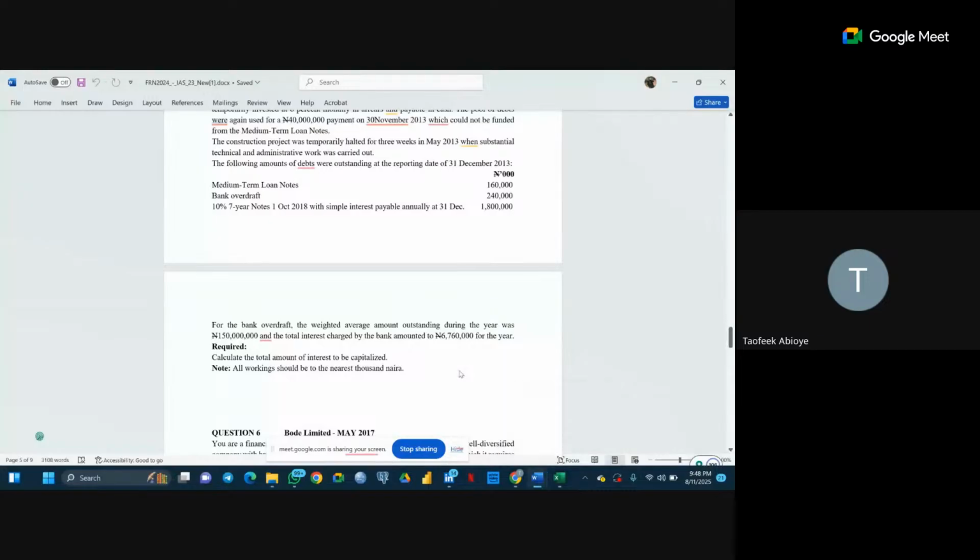So basically what they asked us to do here, like we have explained for the past 2 weeks, is qualifying capital expenditure. These are the assets of the company, or the projects that a company embarks on, that are going to take a substantial time before they can be completed. So those are the qualifying assets. It's going to take a substantial time, just like we have it here, 18 months to complete the construction.